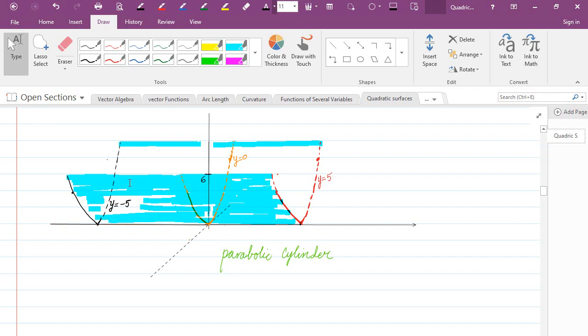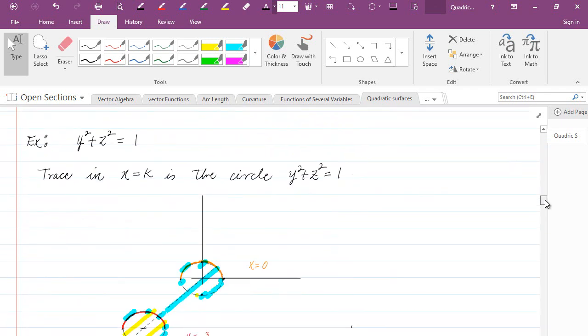So the way I see it, I'm going to say that this is a parabolic cylinder that is extending along the y-axis. Let's look at another example.